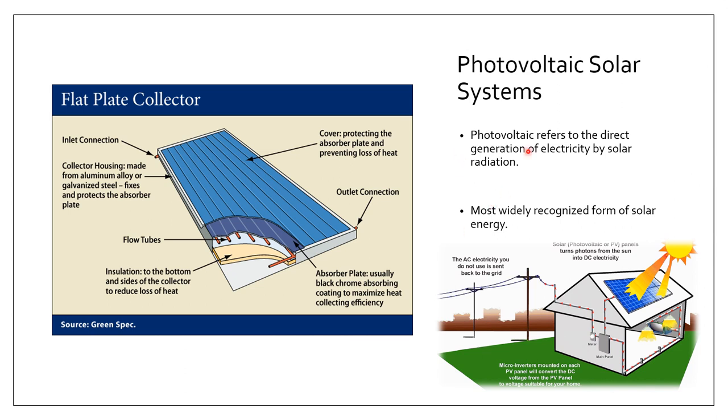All right, the last one is your photovoltaic solar system. So that's a little bit different from the active, like direct absorption and conversion into electricity or heat. Passive design traps the heat from the sun in a particular design so you will not lose it. And the last one is your photovoltaic. This system refers to the direct generation of the electricity by solar radiation.